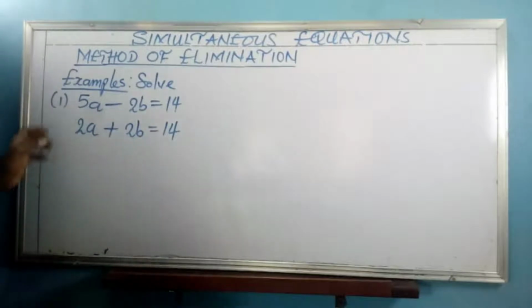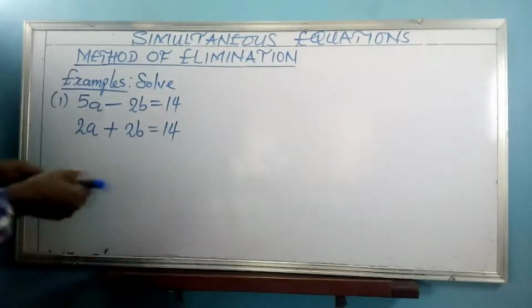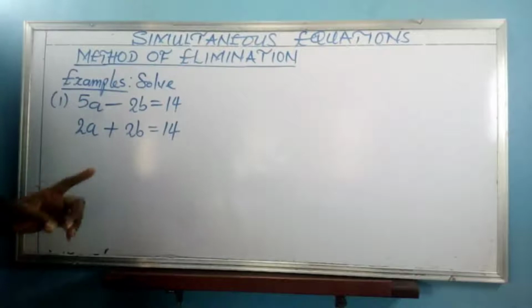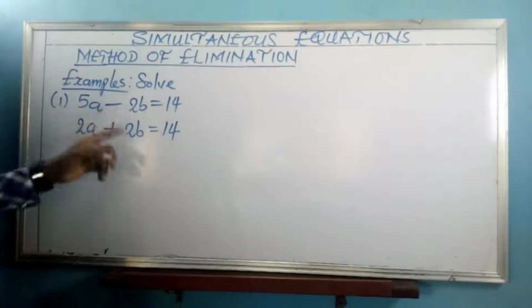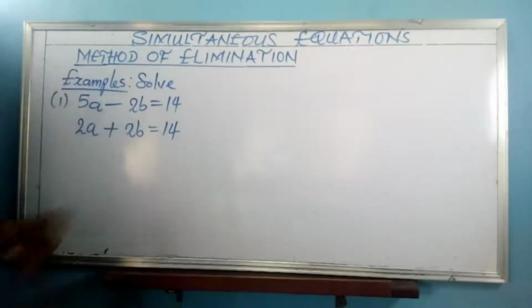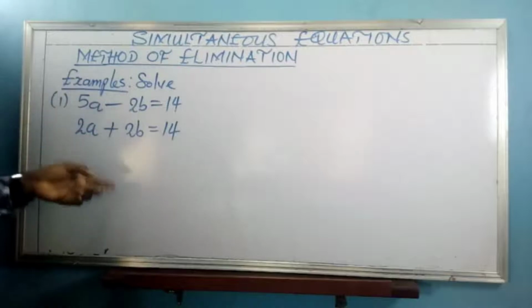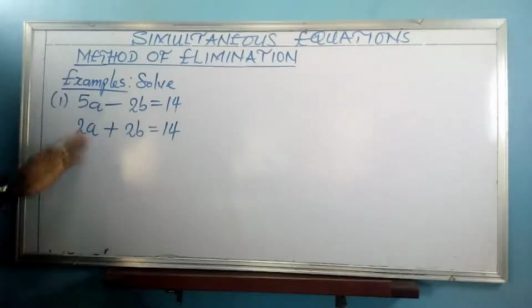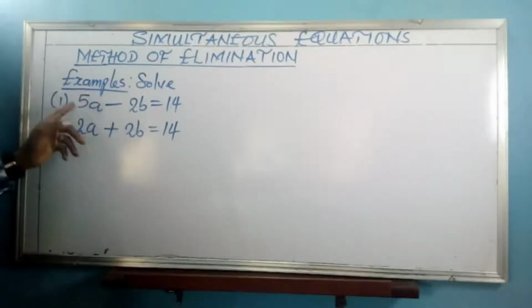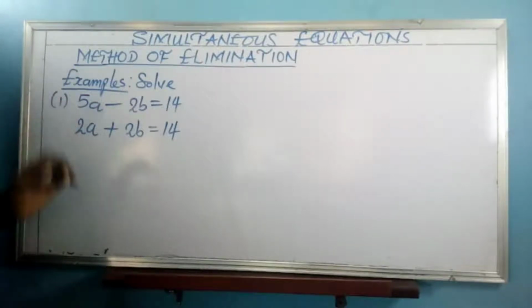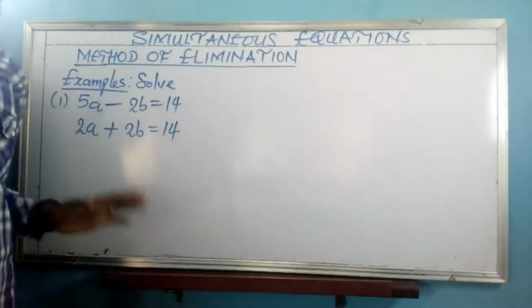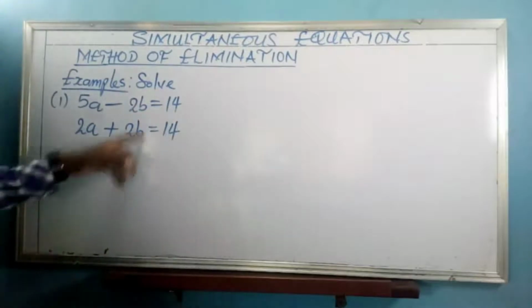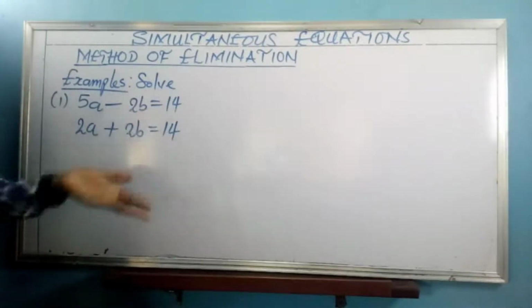Now, let me give you the secret first. The key things. Note something. The first thing that you must note is the coefficient. The coefficient of what you want to eliminate must be the same. And don't forget we have two unknowns, A and B. So if you want to eliminate A, the coefficient of A in the two equations must be the same. Do we get that?